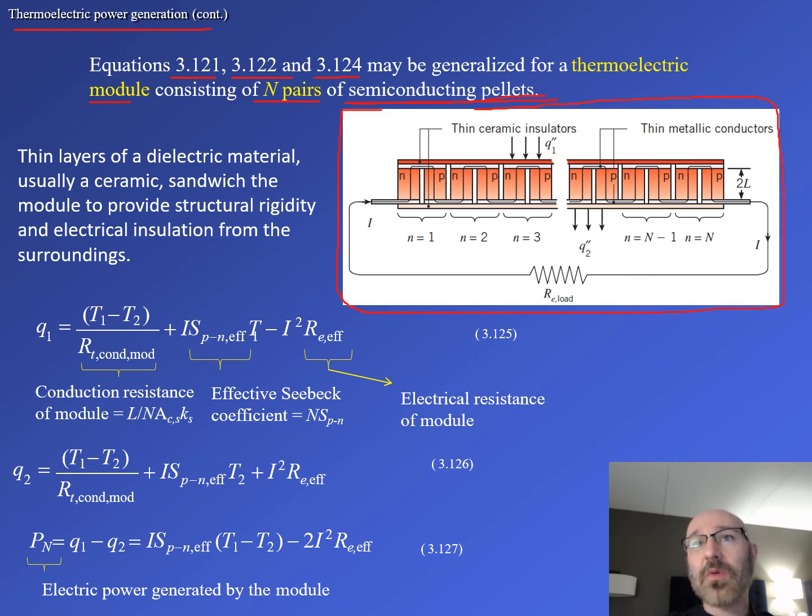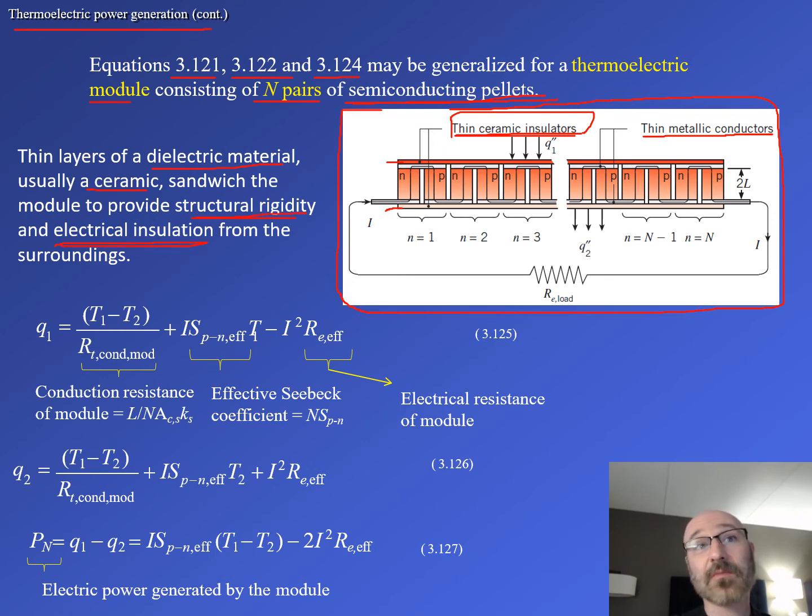One thing to note here is that we can now see these thin ceramic insulators. A layer of thin dielectric material, in this case ceramic, sandwiches the module to provide structural integrity and also electrical insulation from the surroundings. On the outside here we have these two layers of thin ceramic insulators, and inside of those are the thin metallic conductors we've seen before. We use these insulators to sandwich the module to provide rigidity and to insulate it from its surroundings.